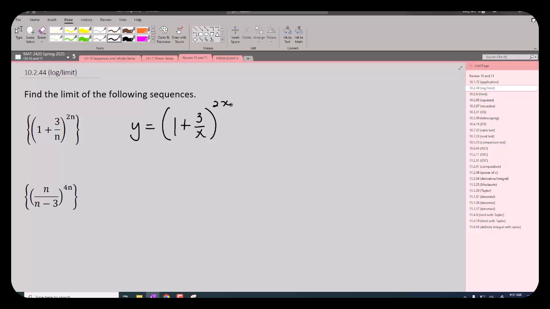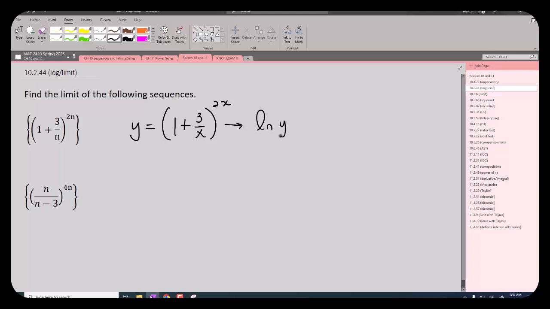You can leave it as n if you want. We usually switch to x conceptually because x is a continuous variable, where n is usually thought of as a discrete variable. And if we take a derivative, you can't take the derivative of a discrete function. All right, so first, let's go ahead and take the natural log of both sides here.